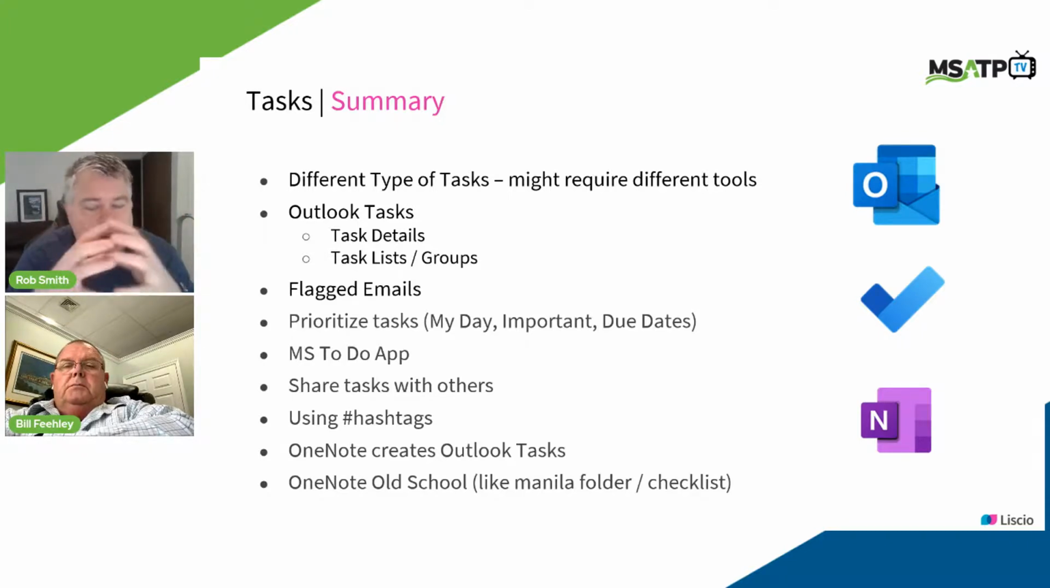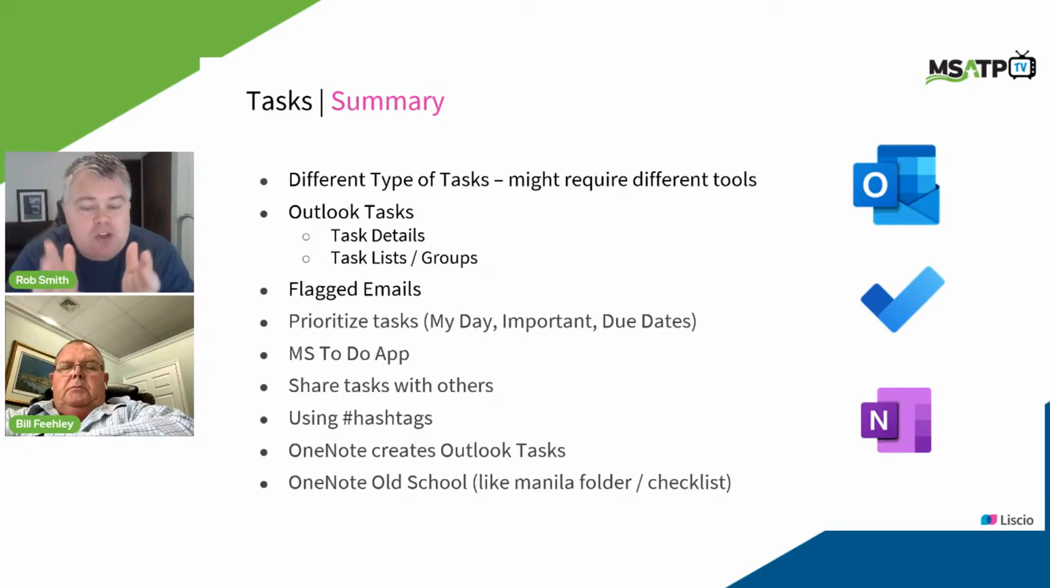We talked about how Outlook tasks are really just like the Microsoft To-Do app. It's pretty much the same thing. We talked about how you can share tasks with others, and use hashtags to fine tune and group tasks a third different way. And then we talked about how you can do old school OneNote with just a virtual pen and paper, and carry it around on your phone with a to-do list, just like having a bunch of sheets of paper in a manila folder called Things to Do.